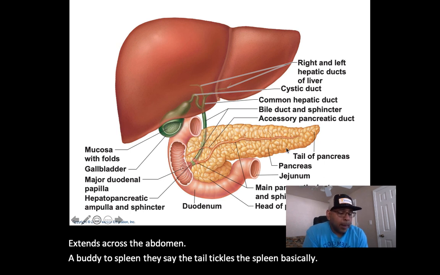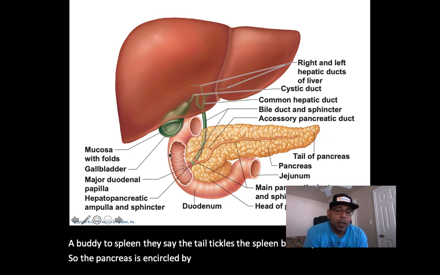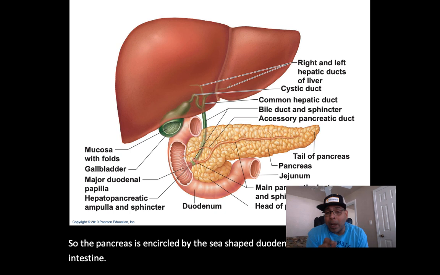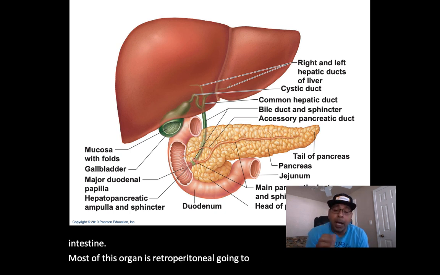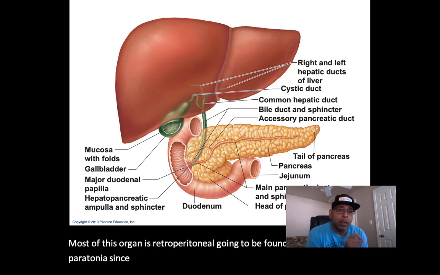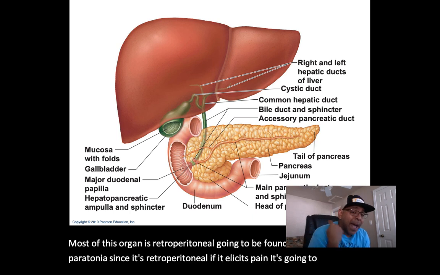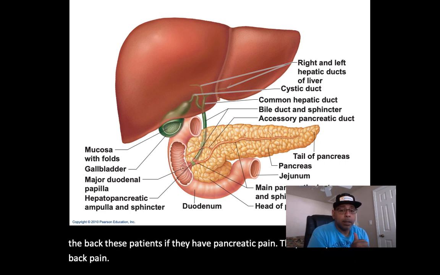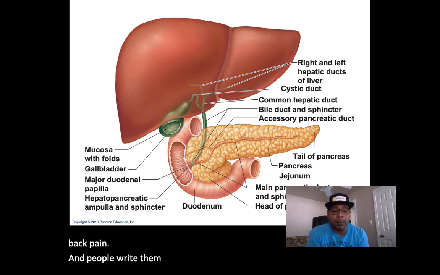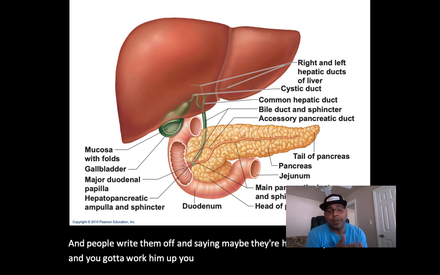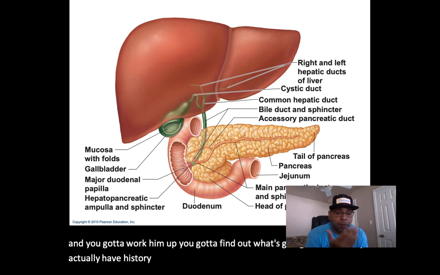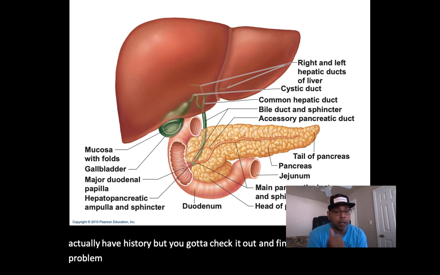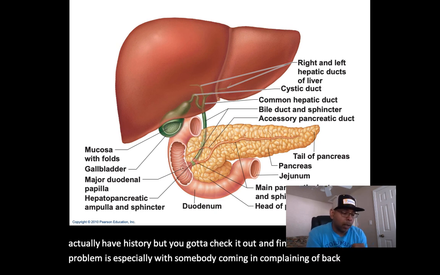The pancreas is encircled by the C-shaped duodenum of the small intestine. Most of this organ is retroperitoneal. It's going to be located behind the peritoneum. Since it's retroperitoneal, if it elicits pain, it's going to elicit pain to the back. Patients with pancreatic pain will complain of back pain. And people will write them off, saying, oh, maybe they're here for pain meds. And you've got to work them up. You've got to find out what's going on, unless they actually have a history. But you've got to check it out and find out what the problem is, especially with somebody coming in complaining of back pain. So you've got to really work it up to see what you have going on in there.